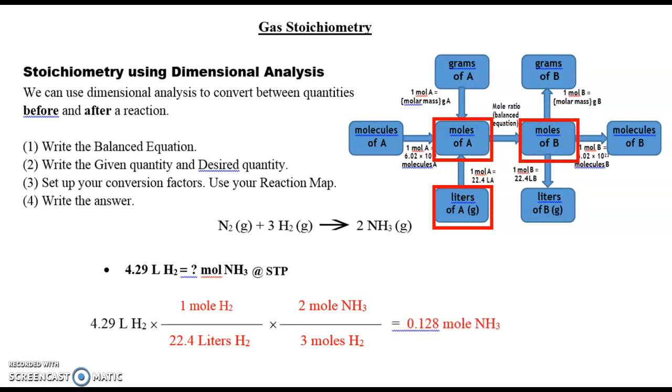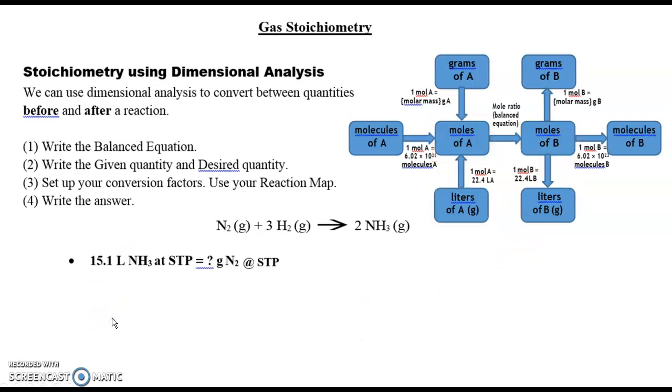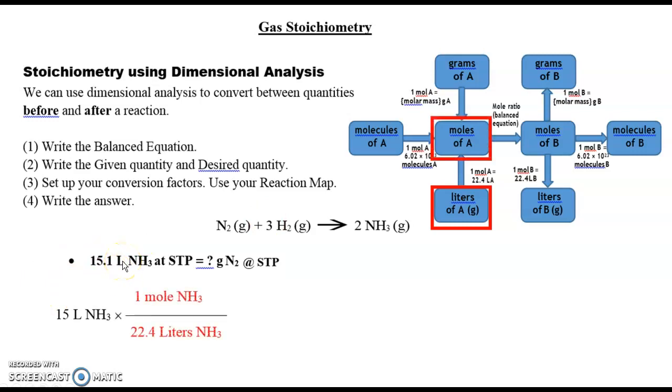And that gives me 0.128. There's 3 sig figs there. I started with 3 sig figs here. Don't forget about that. Next up, I'm starting with a volume of ammonia, and I'm going to a mass of nitrogen. So what am I doing? I'm starting right here with 15.1 liters of ammonia. Looks like I forgot the 0.1, but that's okay.